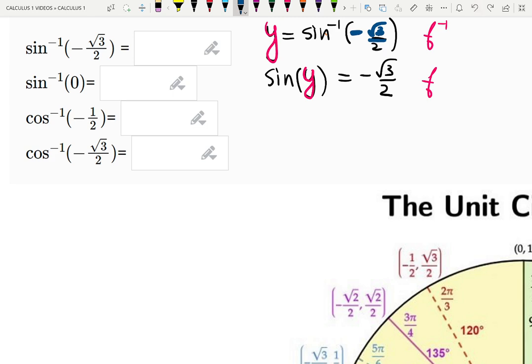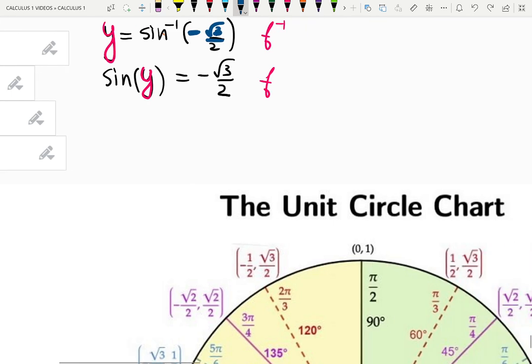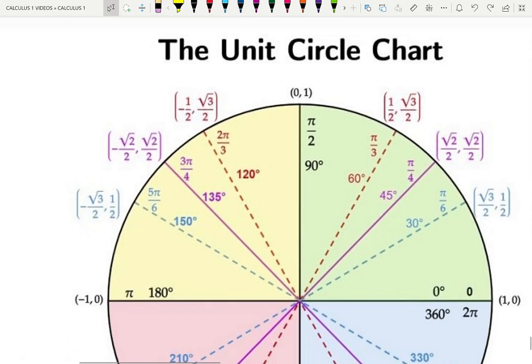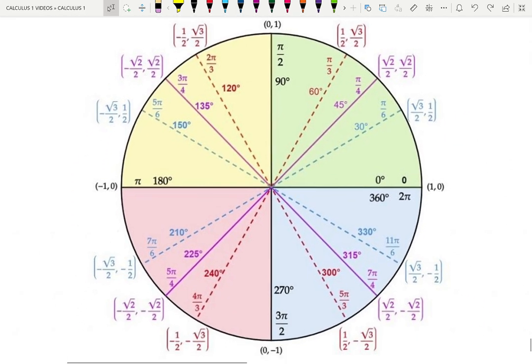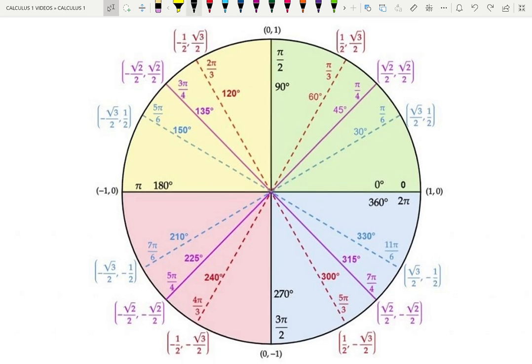So maybe you even know the answer. Sine of what angle gives you negative square root of 3 over 2? Or just use the unit circle. Let's find where sine is negative square root of 3 over 2. I see that this is happening at 300 degrees, which is 5 pi over 3. And it also happens at 240 degrees, which is 4 pi over 3. So which one to use?